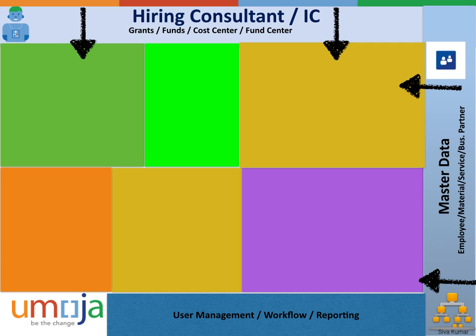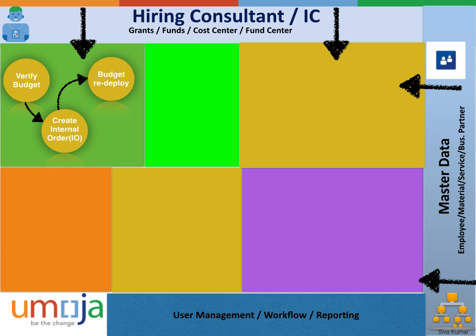The hiring consultant process starts in the first quadrant, where you verify the budget by running some reports. Typically, there is a budget availability report, which is very standard in Umoja. Based on the budget availability, you create an internal order, which is a kind of commitment, where you keep the money. Once the internal order is created, you can do the budget redeploy so that the money comes to your internal order and stays there for later consumption.